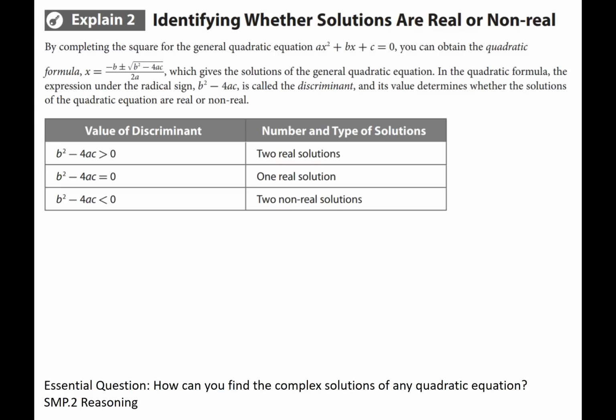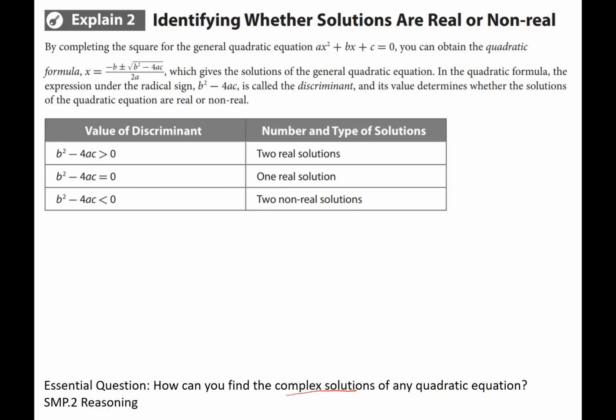Okay, today we're going to talk through the rest of this lesson. We're going to talk mostly about the quadratic equation or the quadratic formula, and then identifying whether solutions are real or non-real. We're still going to have complex solutions, and we're still going to work on our reasoning techniques.